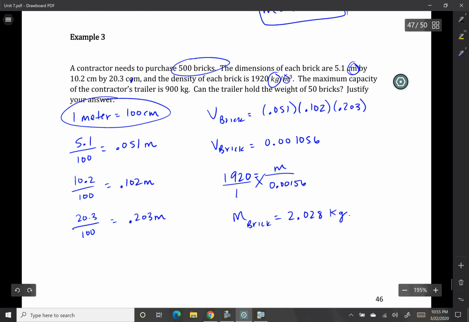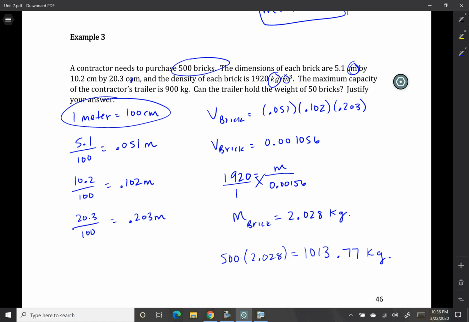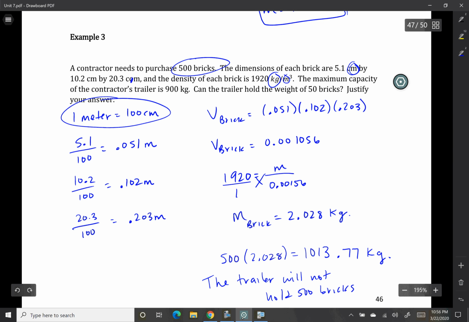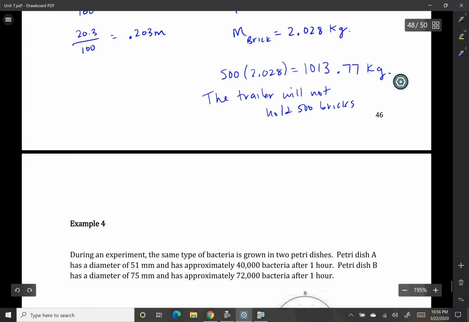Now that's for one single brick. So if I take 500 bricks and multiply it by this mass of one brick, I can see that 500 bricks are 1,013.77 kilograms. Meaning the trailer will not hold 500 bricks because the trailer can only hold 900 kilograms. All right, moving right along.